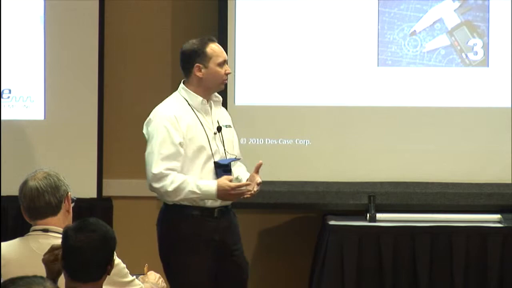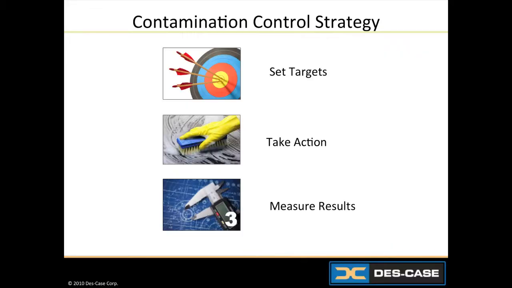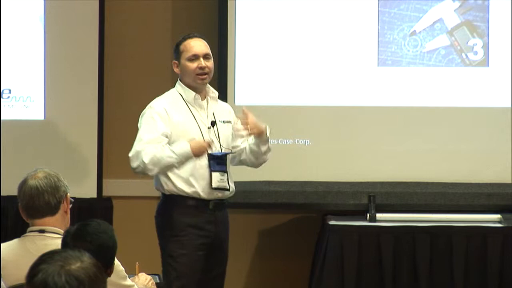I know we're trying to achieve improved reliability, extended life. But is it a production goal? Is it more of a reliability goal? Set some targets and take some action to achieve those targets. And that action can be very simple. It could be simply upgrading filtration or pre-filtering new oil. Once we take that action, it's really important that we go back and measure those results. Because any improvement program we do within the plant, we need to show some benefit, some return on that investment. I'll show you how to do that in a minute. But we really need to go back, measure those results, really understand what it's doing for us.